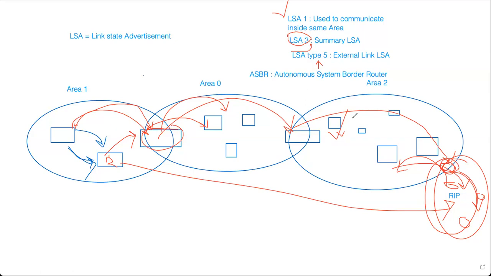So we talked about LSA type 5. Now let's talk about LSA type 4. LSA type 4 is nothing but an identifier to the ASBR and provides a route to the ASBR. What is that? So let's say, in the same example, let's take a different color. If this router wants to talk to this router, what is the LSA it uses, guys? This router?